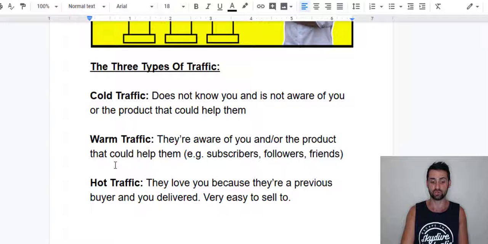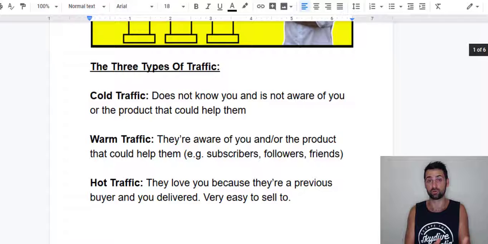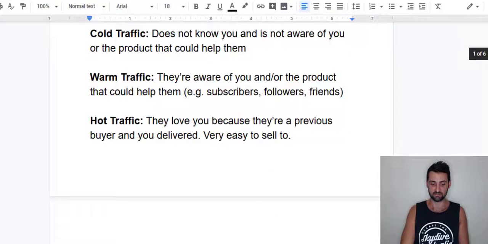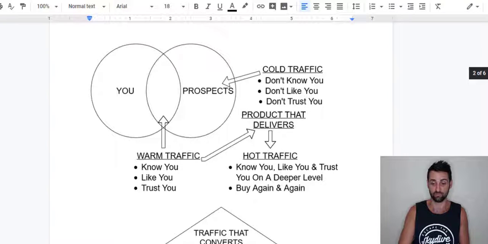So we obviously want to take people from being cold traffic, and we want to funnel them through to being hot traffic. That's what we're going to be looking at in this video, how to actually progress them through those 3 phases. As you can see here, this is basically the overview of what's going on. You've got you out here, creating content, trying to generate traffic in whatever way, and you've got your prospects over here. They haven't heard of you, so they don't like you.